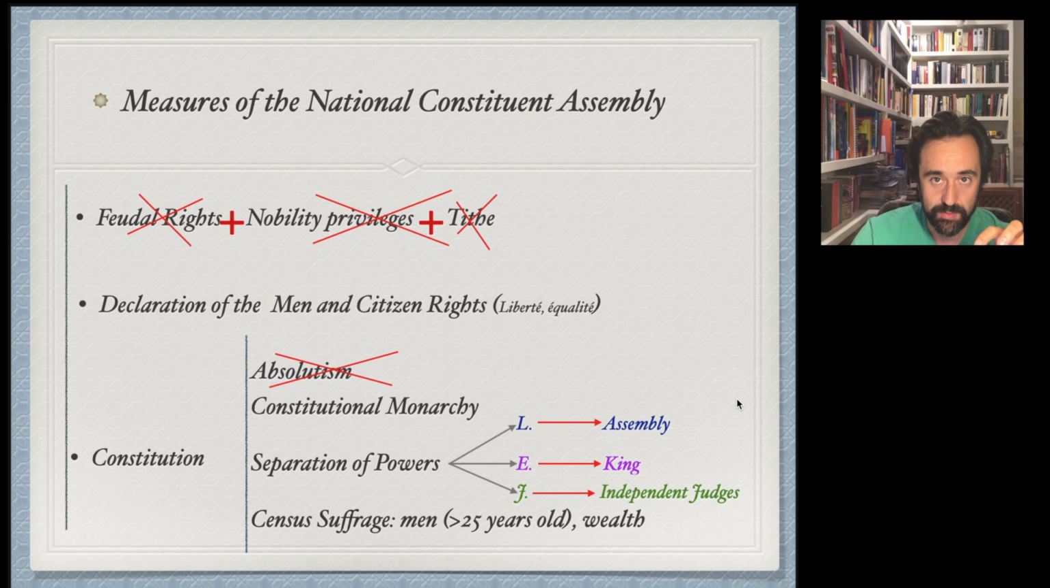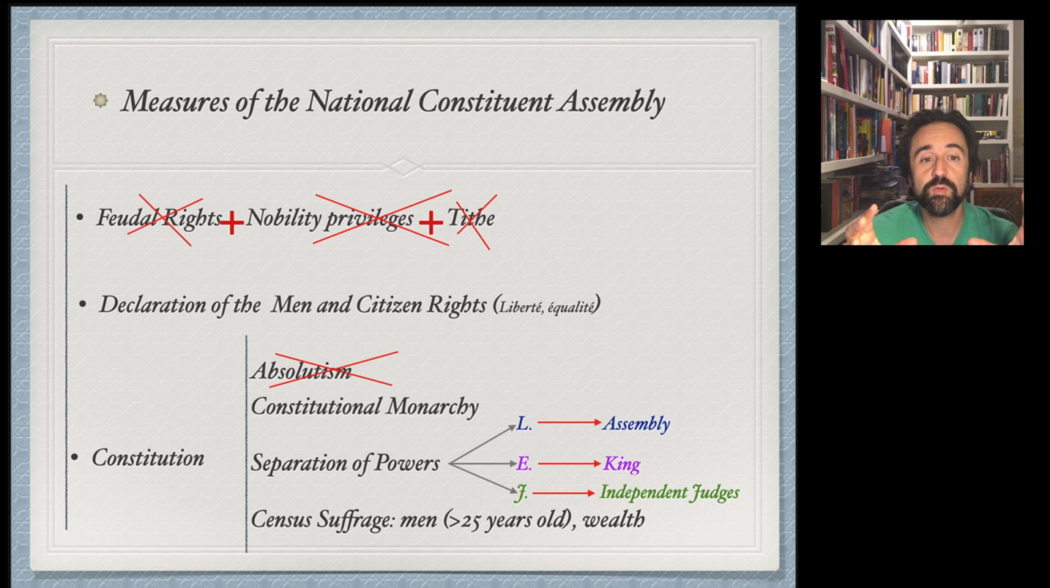So the assembly created this constitution, and following the United States Constitution, it established the separation of the three powers: legislative, executive, and judicial. You see, legislative is given to the assembly, the executive is given to the king. The king is the head of the government, he's going to be the government, and the judicial power is given to independent judges.